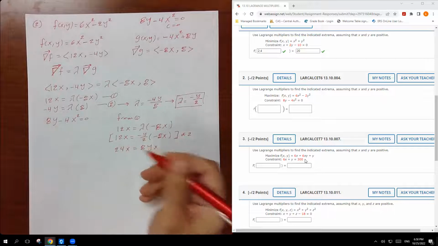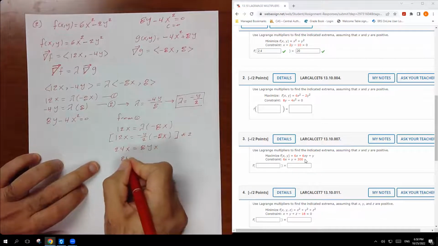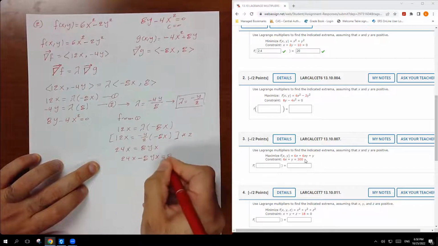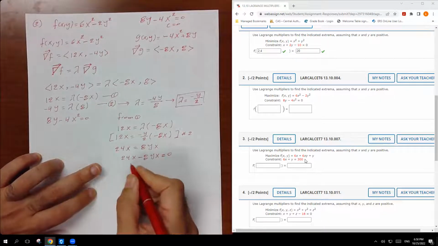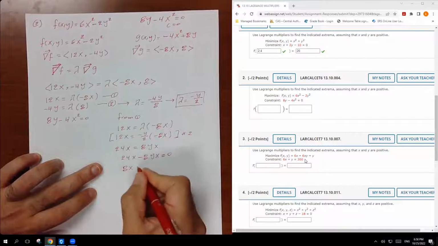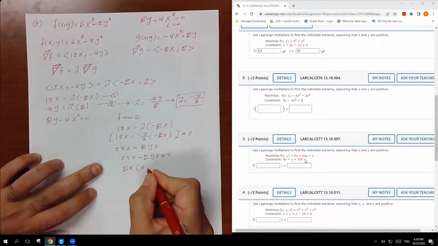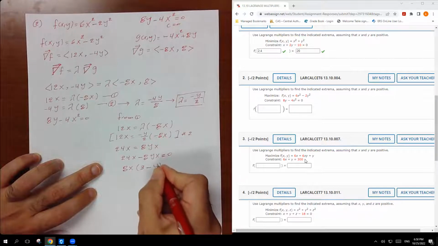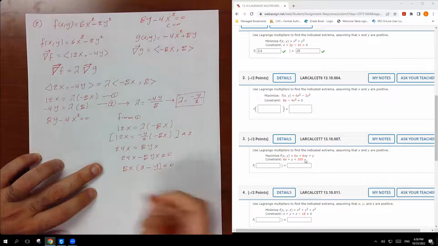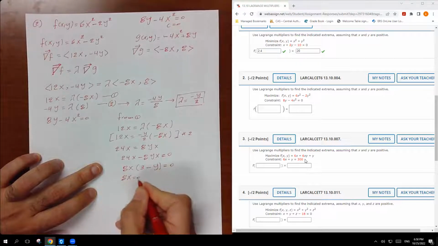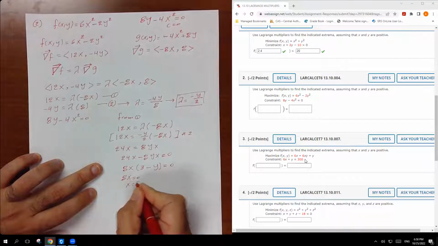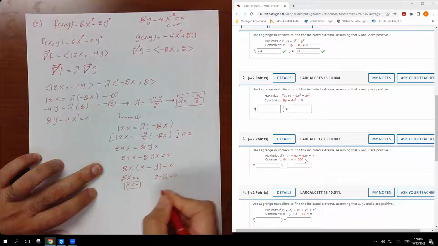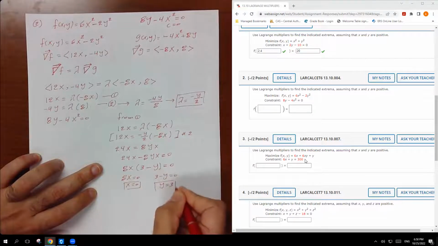Move this one to the other side. That means 24x minus 8yx is going to be equal to 0. Then factor out the 8x. The left here is going to be 3 minus y equals 0, and 8x is going to be equal to 0. That means x equals 0, or 3 minus y equals 0. So y is going to be equal to 3.